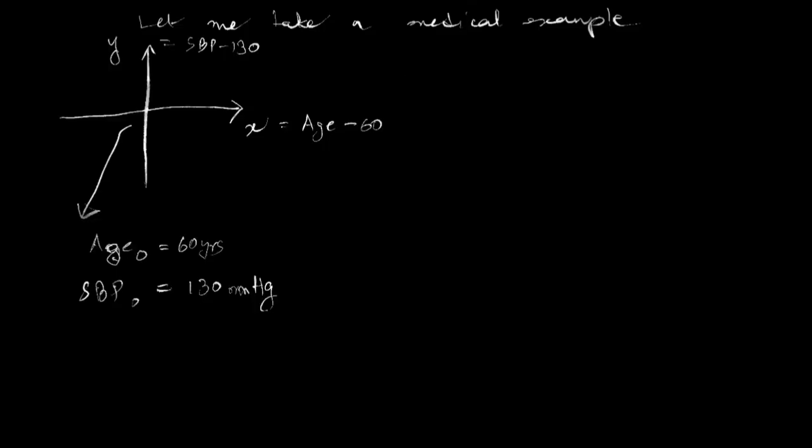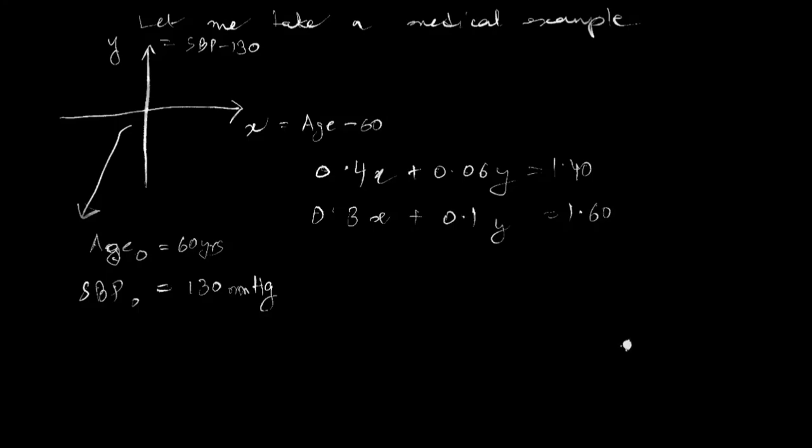So the equations that we have are 0.4x plus 0.06y equals 1.40, and 0.3x plus 0.1y equals 1.60.